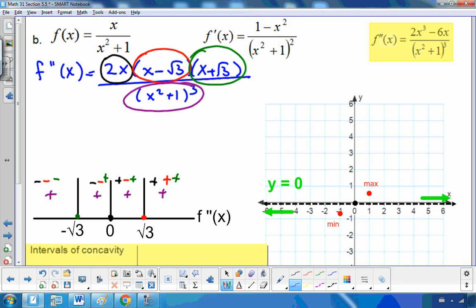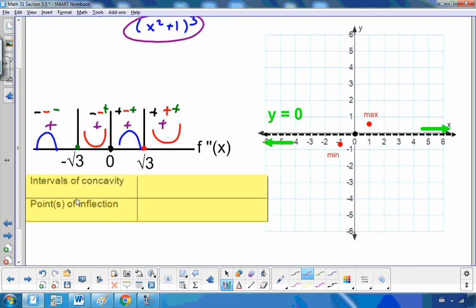Okay, so in my first interval I have 3 negatives, which makes this concave down. Then I have 2 negatives, which is making that concave up. Then I have 1 negative, so that's concave down, and all positives, which is concave up. So for intervals of concavity, it is concave up between negative root 3 and 0, or root 3 and positive infinity. And it is concave down from negative infinity to negative root 3, or 0 to root 3.